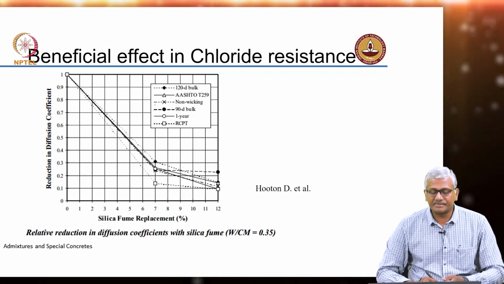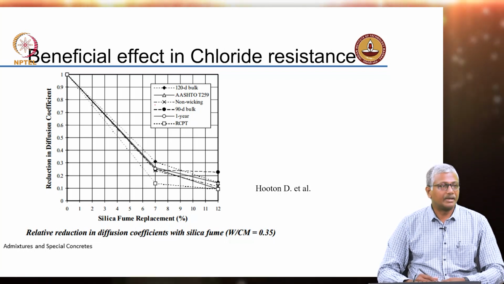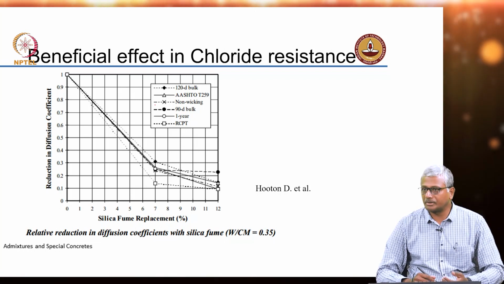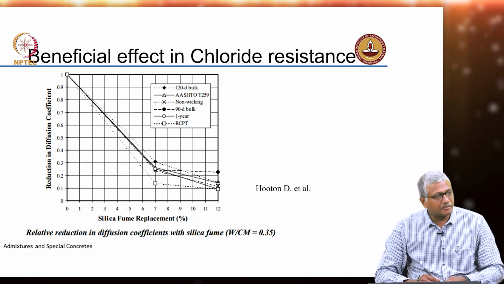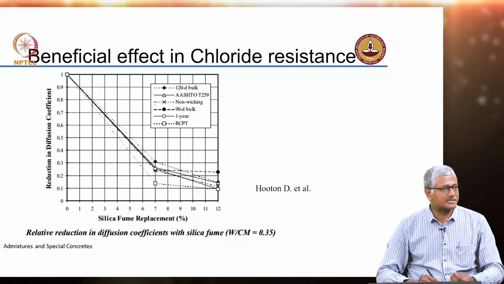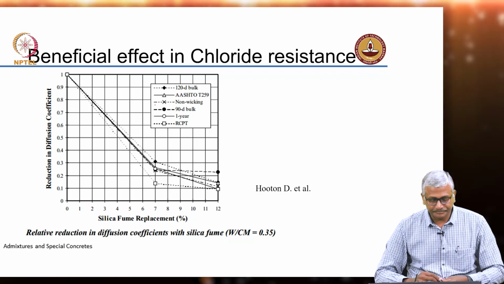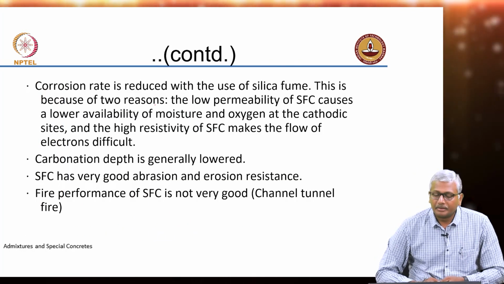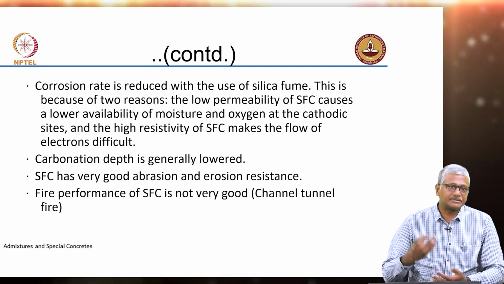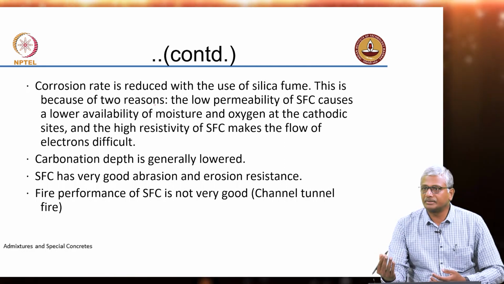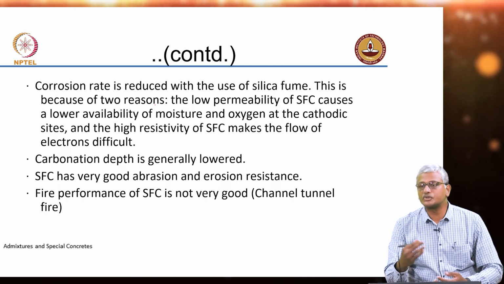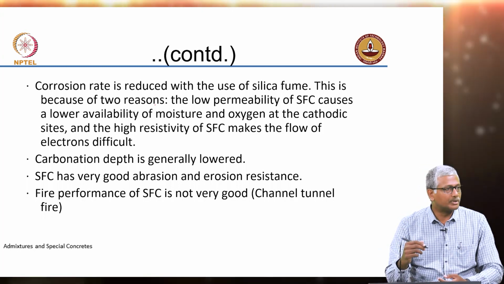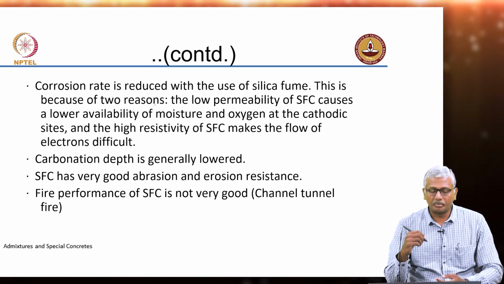And chloride resistance effects are usually very good. Again, why? Because we are affecting the permeability of the concrete. The concrete becomes less permeable, and that leads to a better resistance to chloride penetration. Again, the direct effect on chloride because of permeability is also the reason why silica fume concrete becomes less prone to corrosion problems. Okay. Very low permeability.